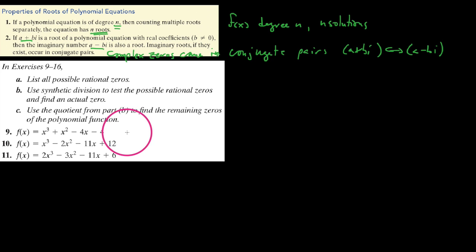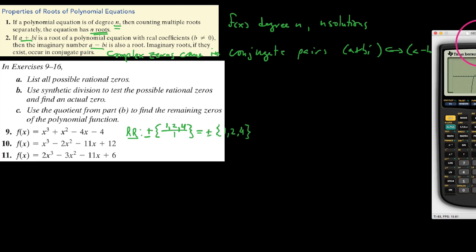With respect to number 9, the first thing we'll always do is make this list of possible rational zeros. This looks familiar, just like the first one we did in the last video. The factors of 4 are 1, 2, and 4, and the factors of the leading coefficient 1 are just that. So this list reduces down to 1, 2, and 4. I don't know which one of these is going to work.